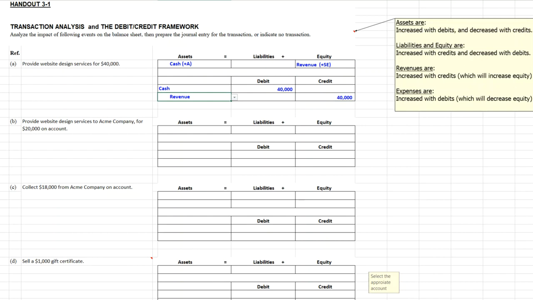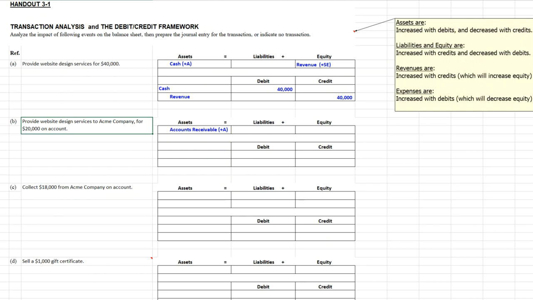All right, B, we provide website design for Acme Service Company for $20,000 on account. Now, notice the difference in wording. In B, we say on account. That means we're going to have an accounts receivable. When we're told that we're just providing services for $40,000, that implication is that we're receiving cash at the time of transaction. So the wording on account will mean the cash isn't happening right now. We've got an accounts receivable. Of course, if we were buying something on account, it would be accounts payable.